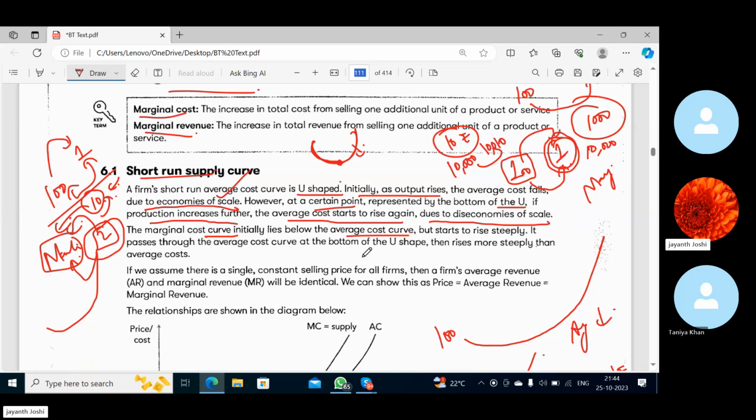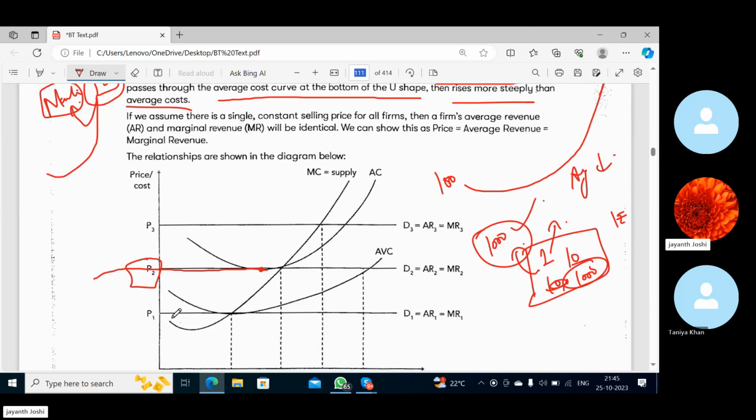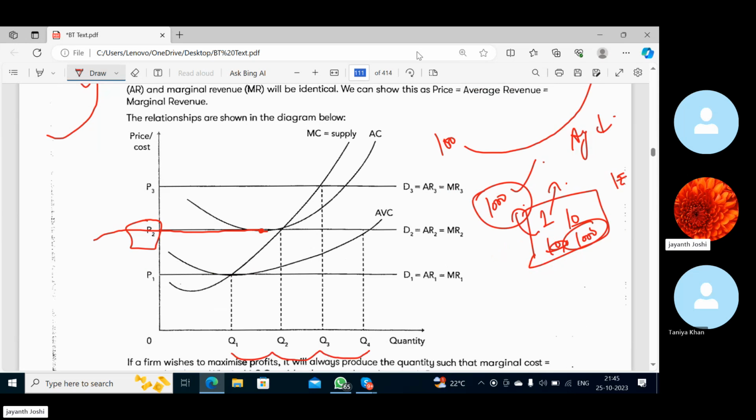So the marginal cost curve initially lies below the average cost curve, but starts to rise steeply. It passes through the average cost curve at the bottom of the U shape, then rises more steeply than the average cost. Why more steeply? For quantity one, the cost was somewhat less. But when you increase the quantity, the cost increases very highly. It's not flatter like this. It's like this. It's increasing like anything. The average cost curve first decreases, then increases.